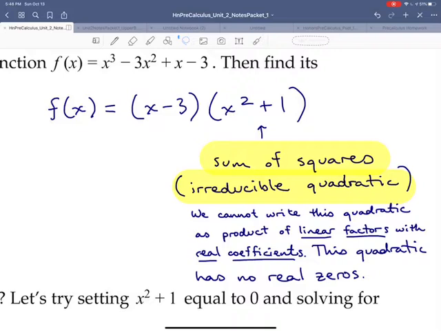What is an irreducible quadratic? It's a quadratic that cannot be written as a product of linear factors with real coefficients. In other words, it's a quadratic that has no real zeros. And this makes sense if you think about the graph of x squared plus 1. The graph of x squared plus 1 is an upturned parabola with a y-intercept of (0, 1).